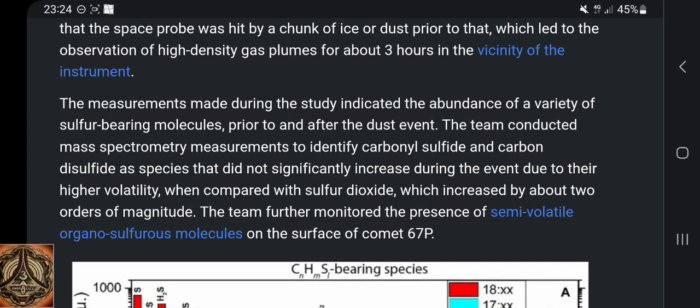2 orders of magnitude. The team further monitored the presence of semi-volatile organosulfurous molecules on the surface of Comet 67P.